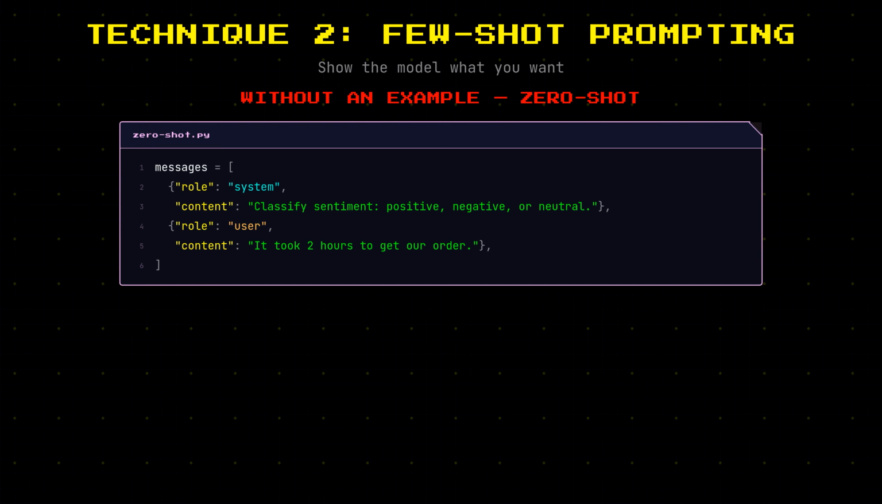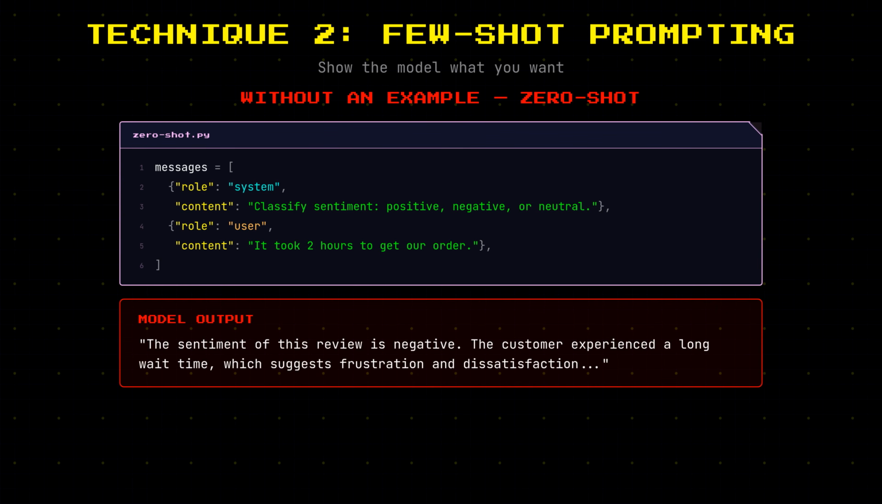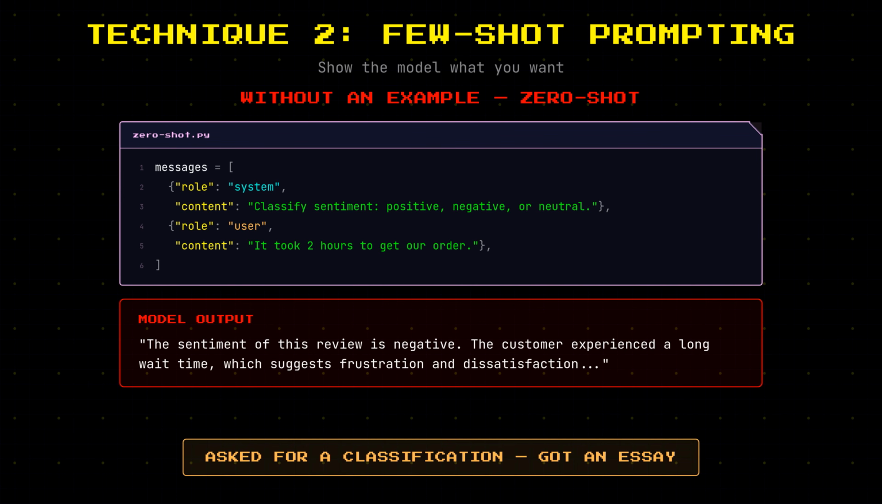And here's what the model produces. "The sentiment of this review is negative. The customer experienced a long wait time, which suggests frustration and dissatisfaction with the service." You asked for a classification. You got an essay. The model had no idea you wanted one word. So it gave you what it thought was a thorough answer.